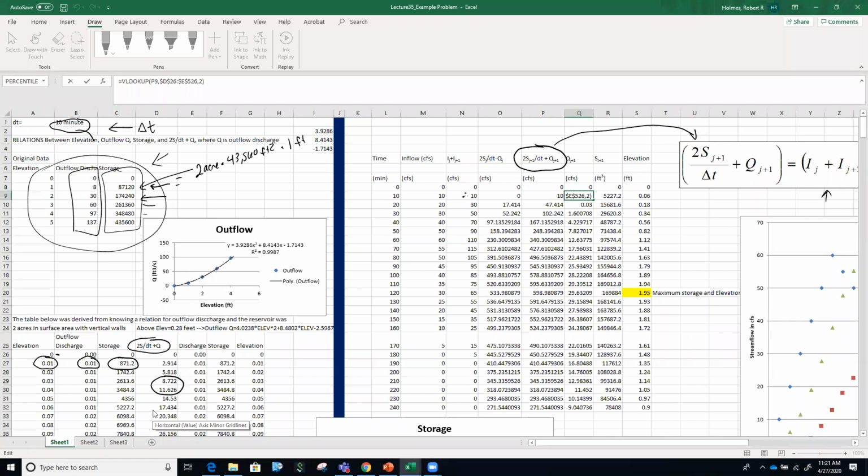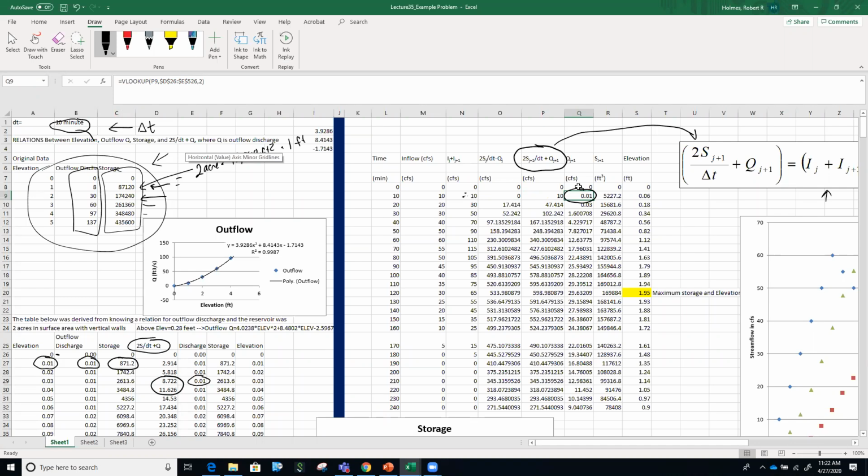And this is a two-column table. Remember, the function said, look at the second column. So it returns the value in that second column, which is 0.01. And you'll notice that's the value that you see here in this table. So that says at that time step, 10 minutes in, the outflow is 0.01.